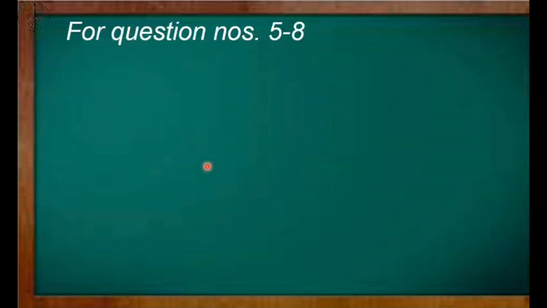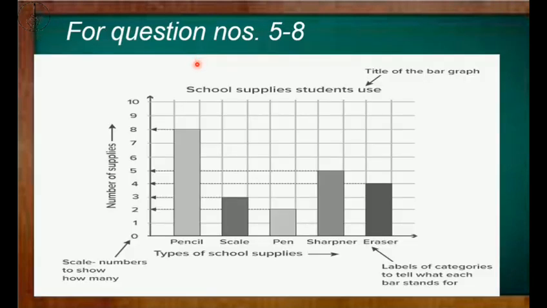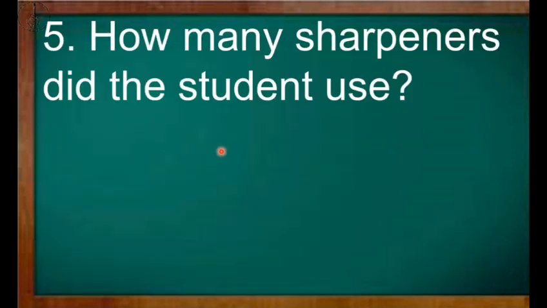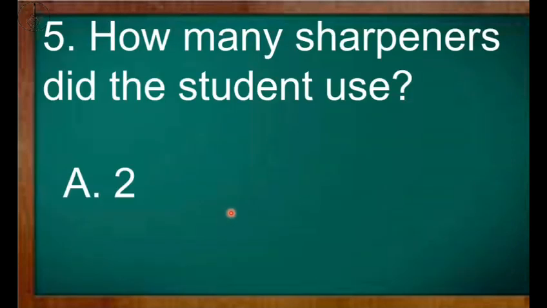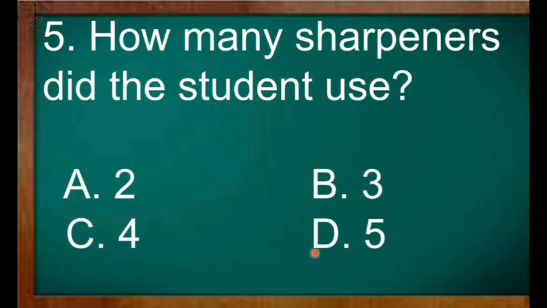Number 5. For 5 to 8, we are going to analyze this chart. Okay. Now, here are the questions. How many sharpeners did the student use? Alright, let us see. The sharpeners here are 5. So the answer should be letter D, number 5.